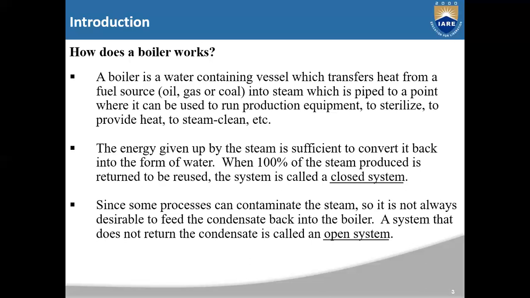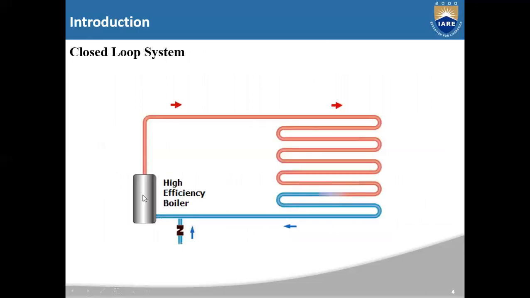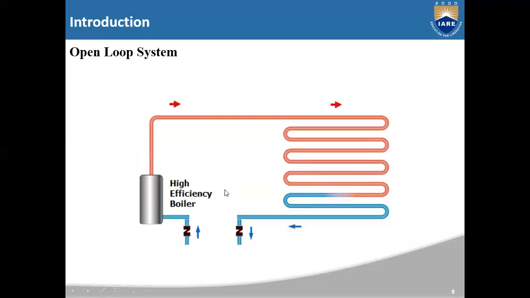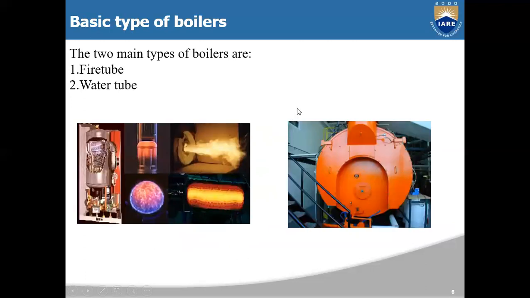Firstly, the closed system. Here you can see a picture of the closed system. We have high efficiency of the boiler in the closed system, whereas in the open system, the steam cannot be reused again, since here we have a break, and the new water is always sent into the boiler. And next, we have the types of boilers.